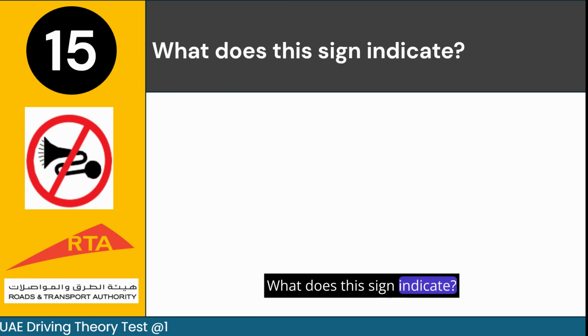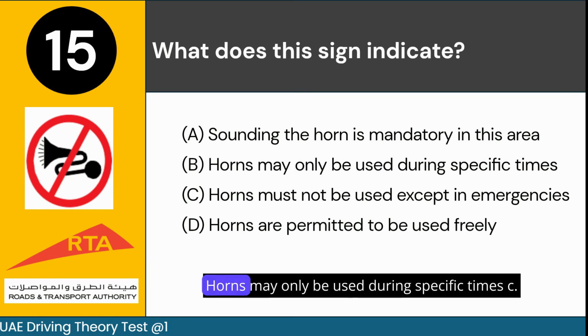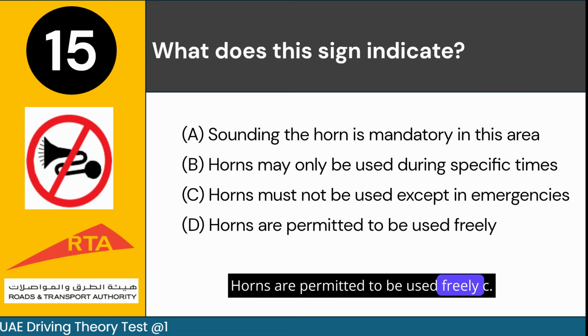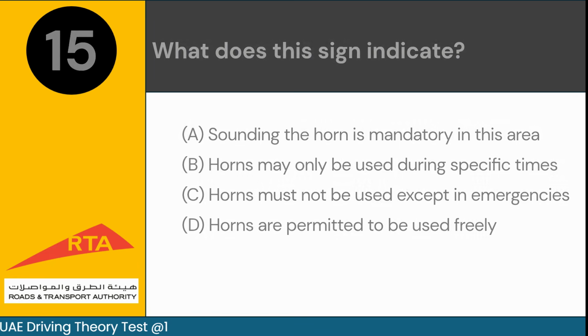What does this sign indicate? A. Sounding the horn is mandatory in this area. B. Horns may only be used during specific times. C. Horns must not be used except in emergencies. D. Horns are permitted to be used freely. Answer: C. A no-horn sign indicates that sounding the horn is prohibited except in cases of emergencies, often in areas near schools, hospitals, or quiet zones.